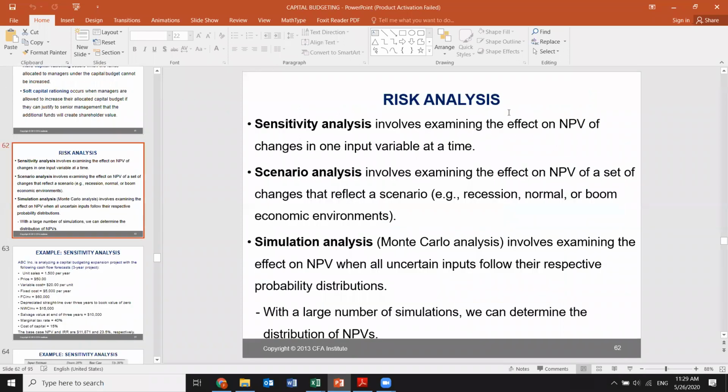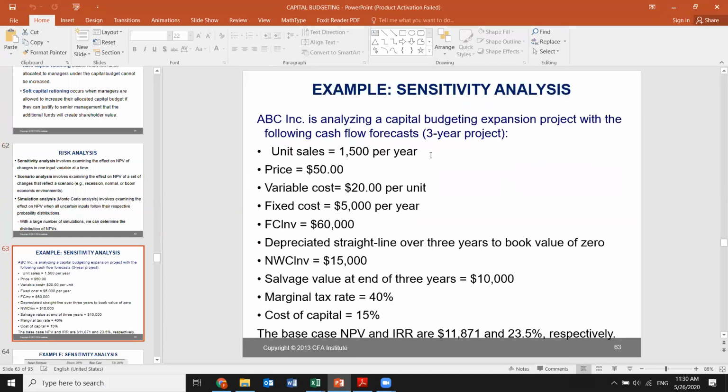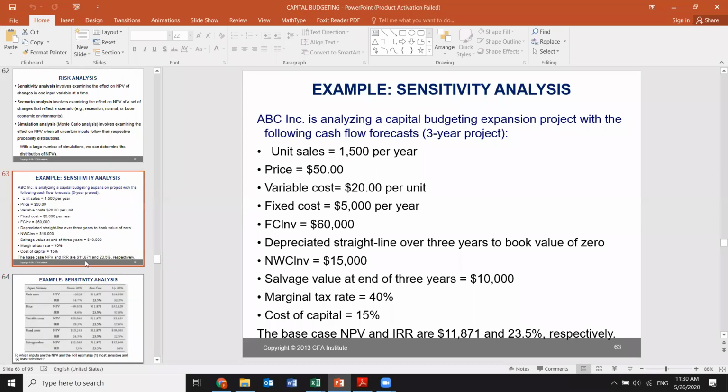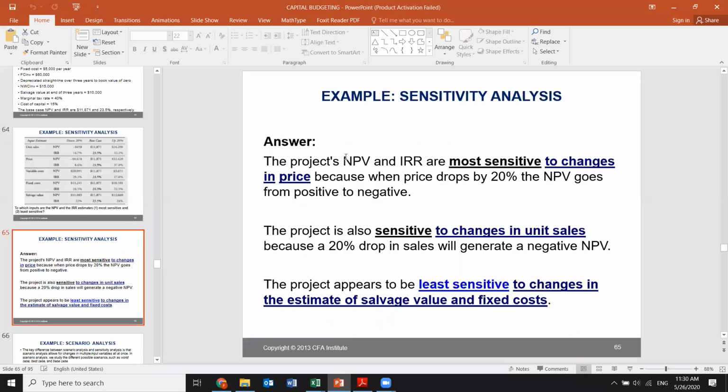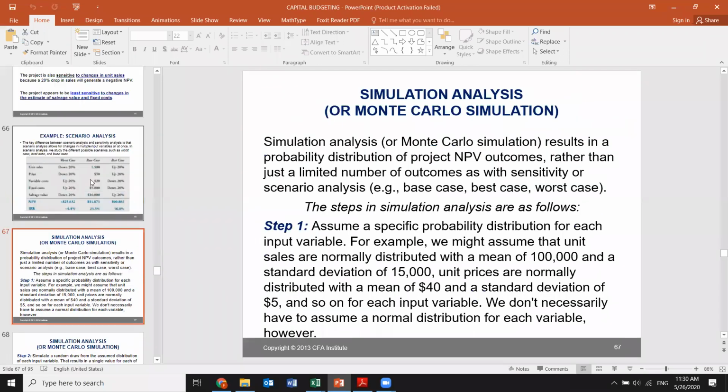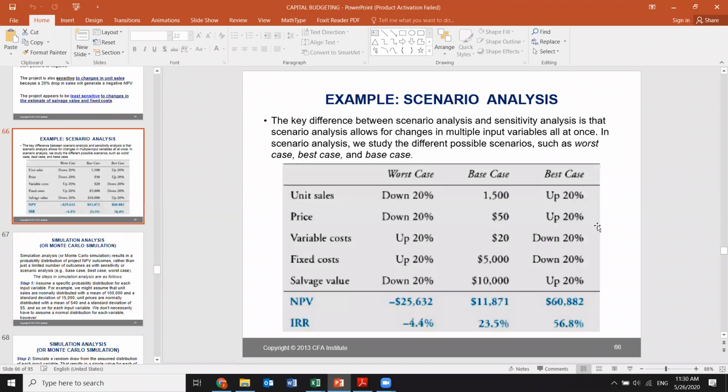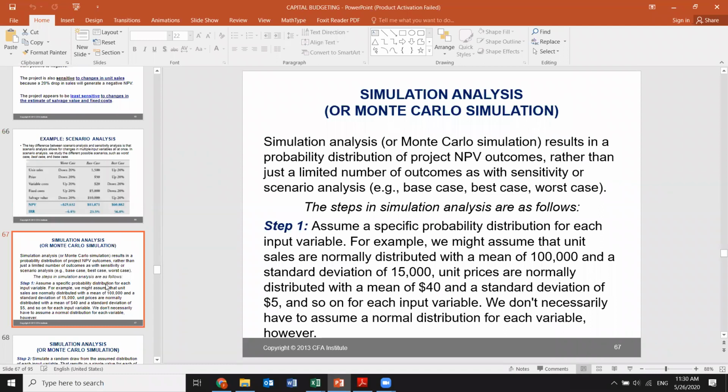Okay, risk analysis. This is what we talked about. Three different types of analysis we do to evaluate a certain project. This is sensitivity analysis, where we try changing each variable to see how it affects the result. Then we move to scenario analysis, creating different cases like best, worst, and normal case, like recession, normal economic condition, and boom. And there is simulation analysis. We did it now.